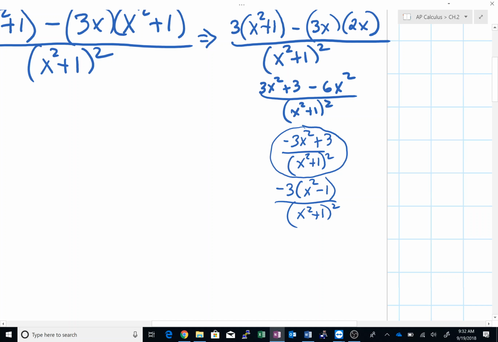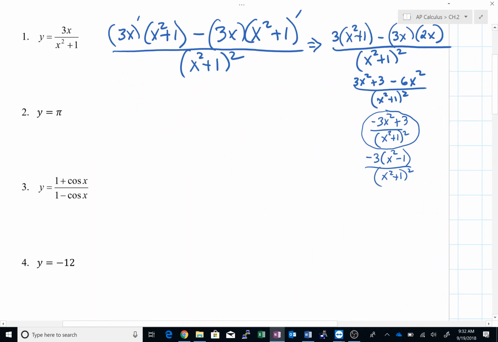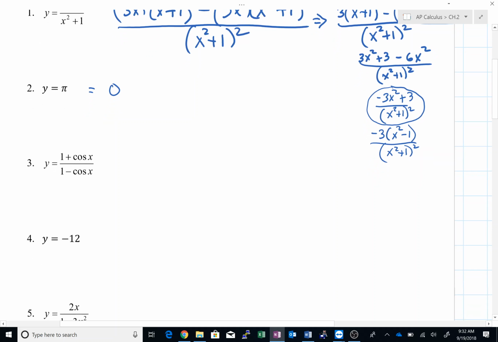All right. So that is number 1. Number 2 is 0. Don't get confused with that. Pi is nothing more than a constant. All right, so that is 0. Number 3 is 1 plus cosine over 1 minus cosine. Again, can't clean it up.